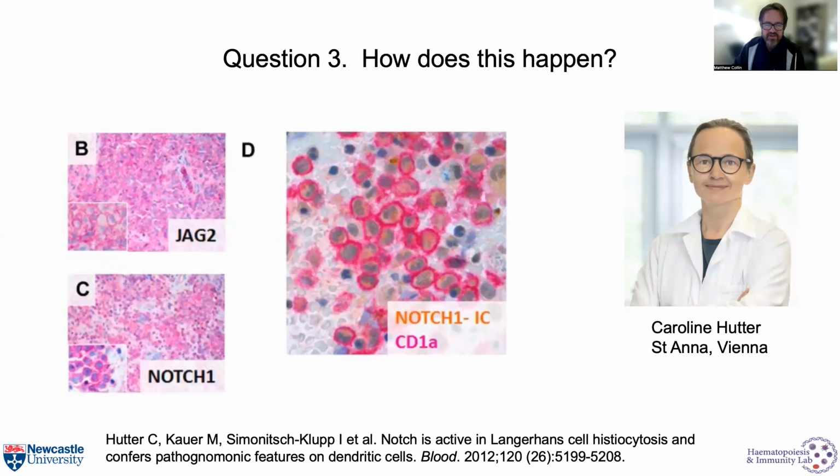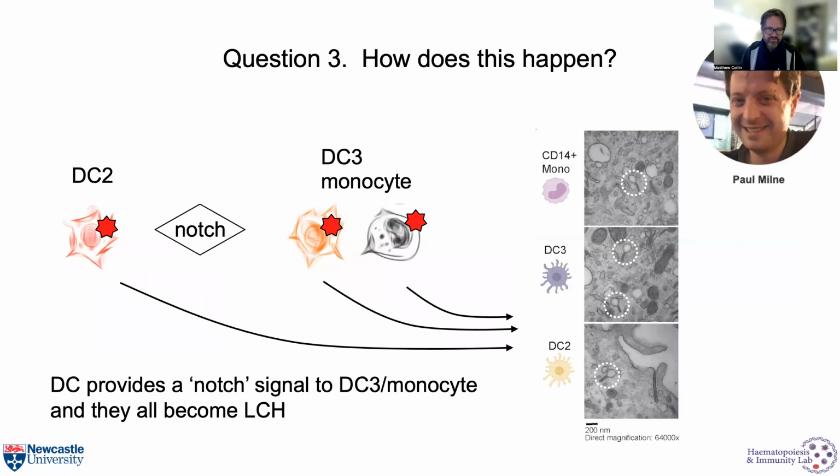So how does this happen? In order to understand this a bit better, we went back to some work published by Caroline Hutter at the St. Anna Hospital in Vienna. She previously showed that there was a system known as Notch, which is a signaling system between cells, that was active in LCH lesions. This red staining in the middle panel shows the expression of CD1a showing Langerhans cells, and you can see the brown in the middle shows the expression of Notch, indicating that there is Notch signaling active in LCH lesions. So we wondered if Notch might play a role in this conversion of the blood cells into the Langerhans cell lesion. What Paul in the lab was able to show was that there was a communication between the two dominant groups of cells within the lesion.